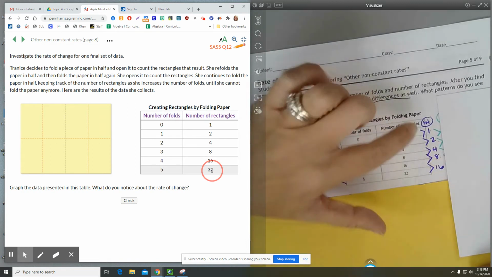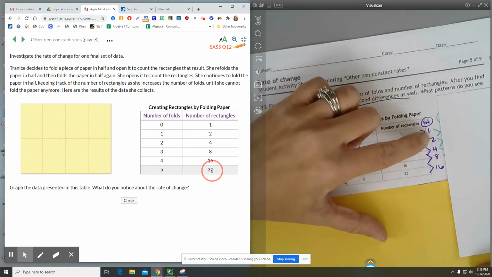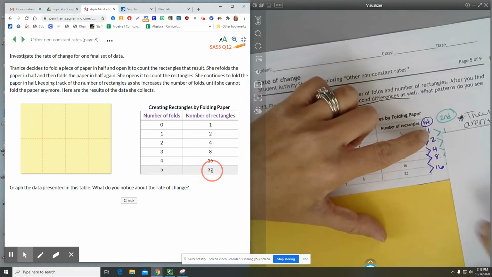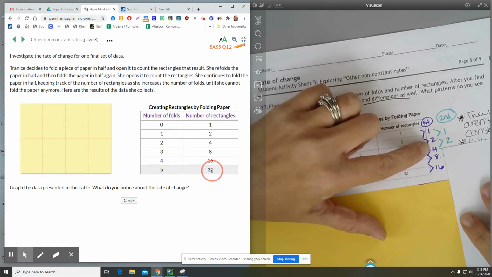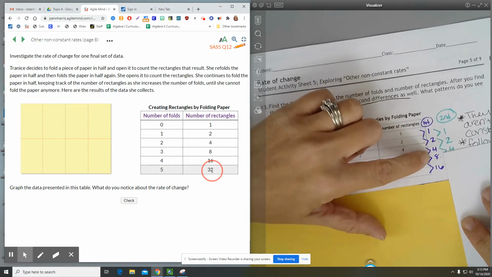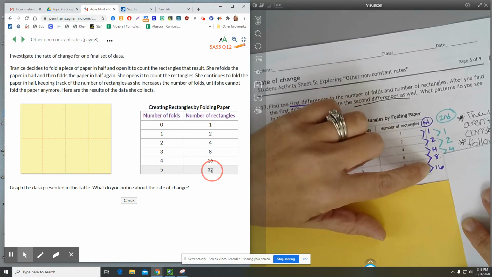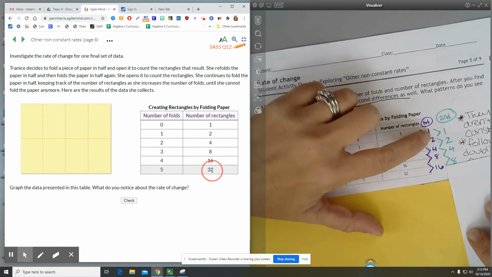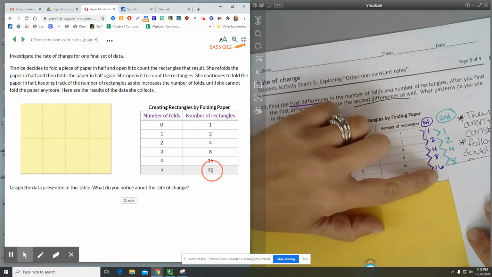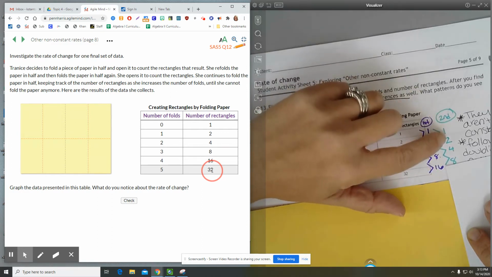Let's see what happens if we calculate the second difference. So now I'm going to find the change here. From 1 to 2, it was 1. From 2 to 4, it goes up by 2. From 4 to 8, it goes up by 4. And from 8 to 16, it goes up by 8. It's doubling.